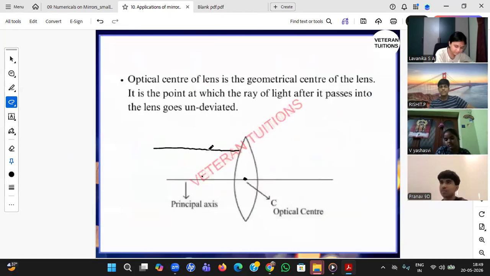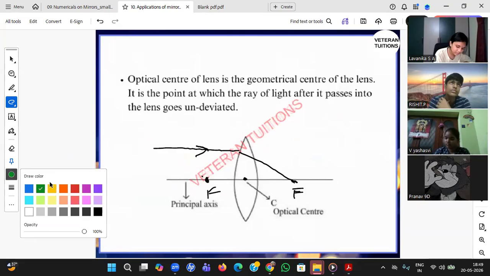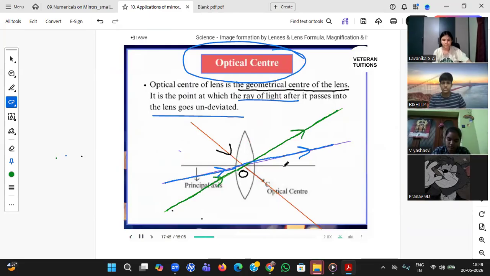If it comes here, sir, it should go through the focus. It will go through the focus. If any ray is coming through the focus, after refraction it will go parallel to the principal axis, like this. Remaining all the rays are the same, only the fourth ray will change.